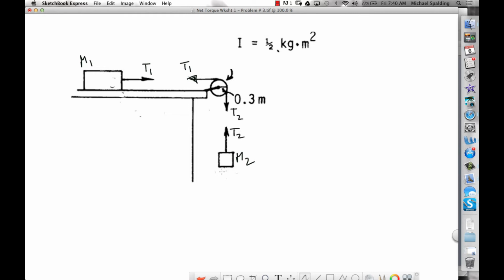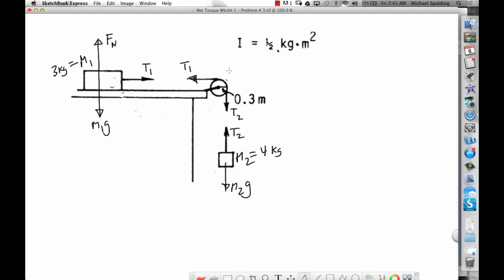That's T2. M2 was 4 kilograms, so we're going to have M2G down, and then for M1 we're going to have M1G and then a normal force. Okay, and they tell us the surface is frictionless. No friction on this surface, so we don't have to worry about that. And then M1, this is equal to 3 kilograms. Okay. Now, next thing we're going to do, sign conventions.